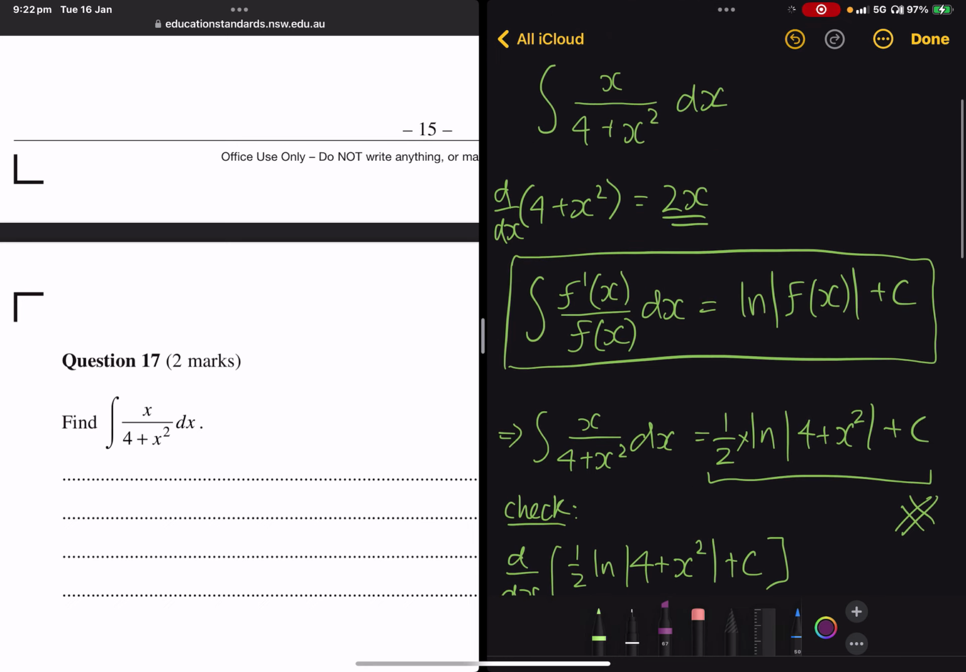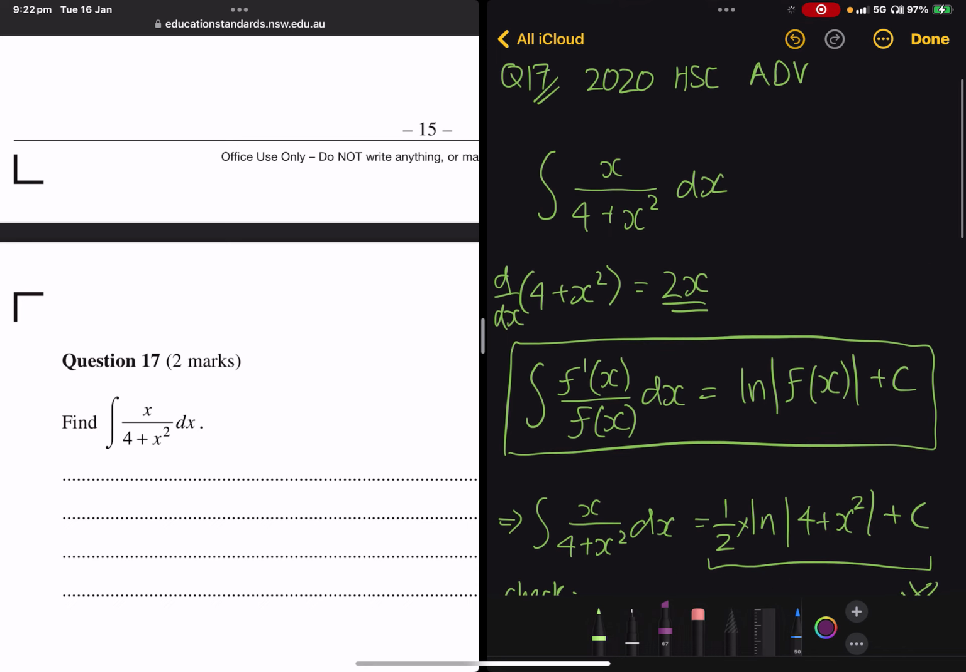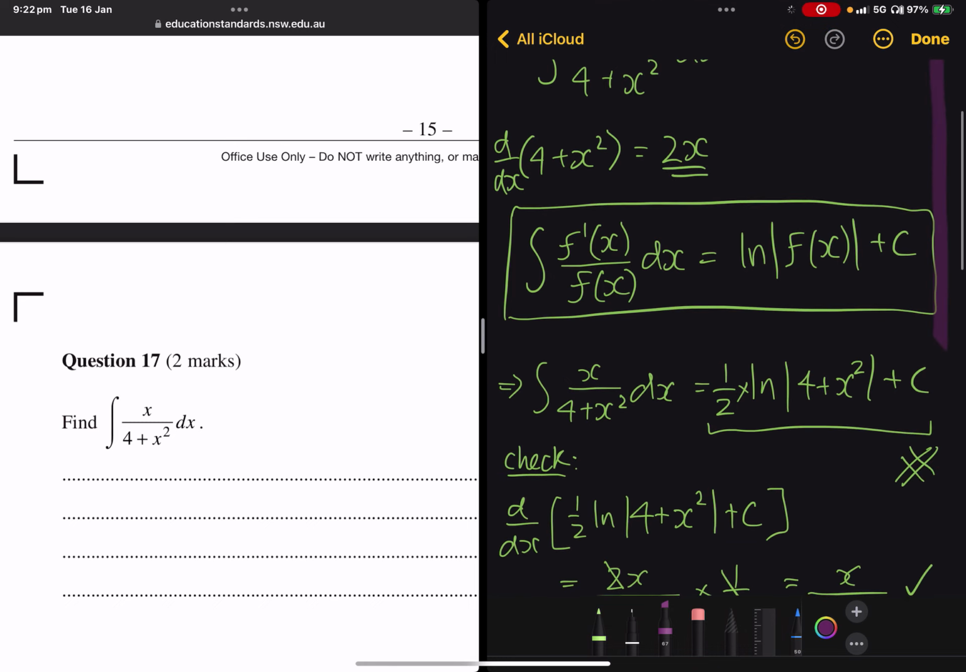In terms of the marking, you get 1 mark for an antiderivative with the log function or some equivalent merit. So something like identifying this as a log and attempting to calculate it. And then you get the 2nd mark for having the correct solution, which is 1/2 times the natural log of the absolute value of 4 plus x squared, all plus a constant.